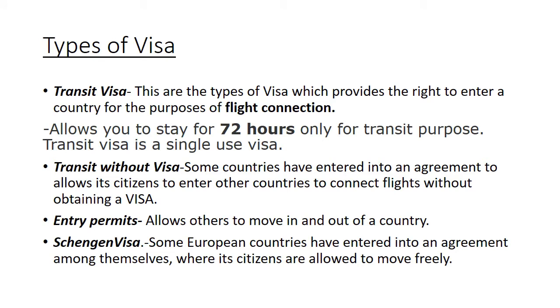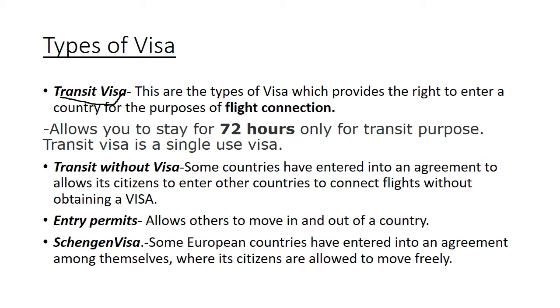Now we are going to look at the types of visa. We have what we call transit visa. This one is for those who intend to make a flight connection. For instance, you're traveling to the United States and you have a flight connection in London, then you'll have to acquire a transit visa for you to connect your flight. So at least you are allowed to stay there for 72 hours only for transit purposes.